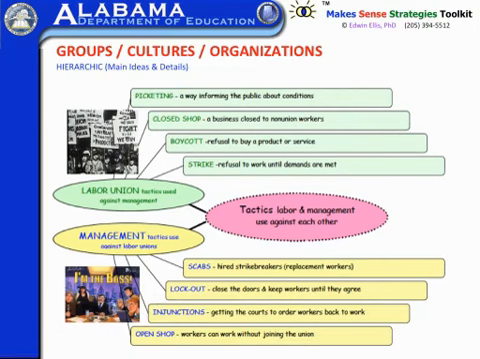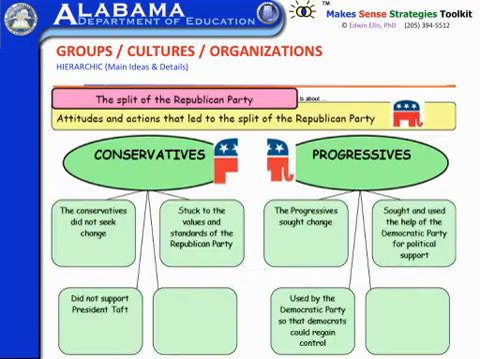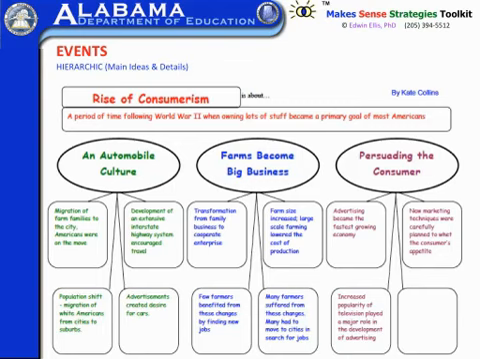So you can use these both for presenting new information, but you can also use them for assessing what students understand. Here's an example of a two main idea, simple one, for comparing the split of the Republican Party into conservatives and progressives. Here's one on the rise of consumerism. Now this one depicts three main ideas. It's a basic three main idea web.